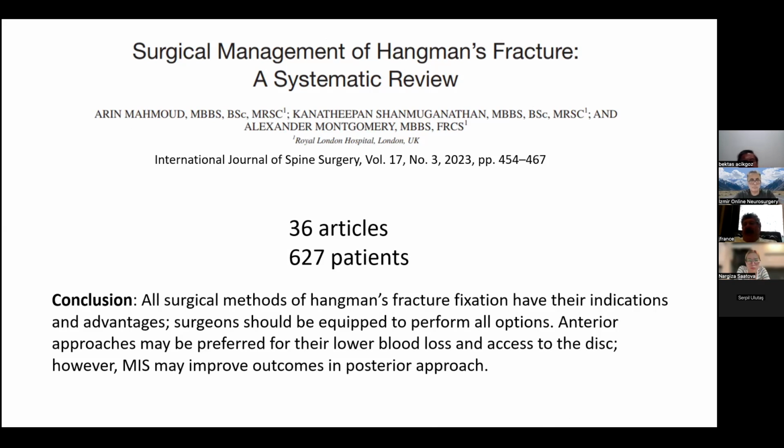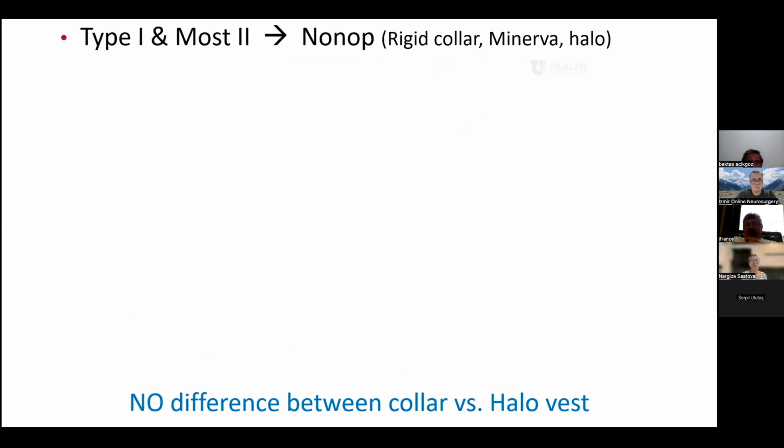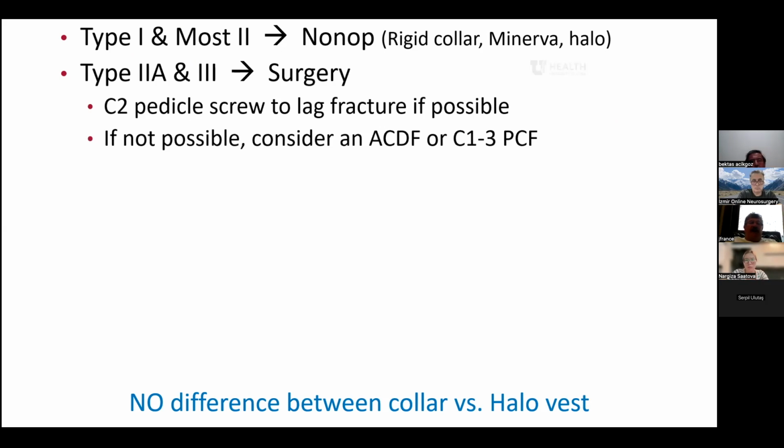They looked at some MIS treatment of fractures and felt that they may improve the outcomes of posterior approach, but it's mostly things like blood loss or infection, as you might expect. But they didn't compare it to non-operative treatment. So if we look at the difference between a collar and a halo vest, what we found is most type 1 and most type 2s can be treated non-operatively, and typically we would use a collar now in those patients. The 2As and the 3s are more apt to benefit from surgery and require surgeries.